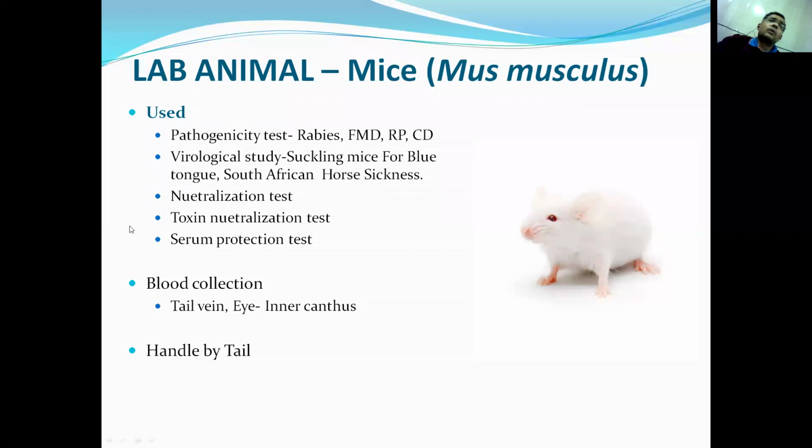Okay, now when it comes to blood collection, the most prominent site for blood collection from mice is the tail vein. Some organizations also collect blood from the eye's inner canthus. So from the inner canthus of the eye, the blood can be collected. In a coming slide I will show you how we can collect blood from the tail and eye, and generally mice are handled by the tail. I will explain in the coming slide how we can handle mice, rat and guinea pig.